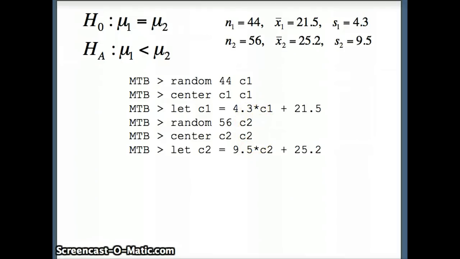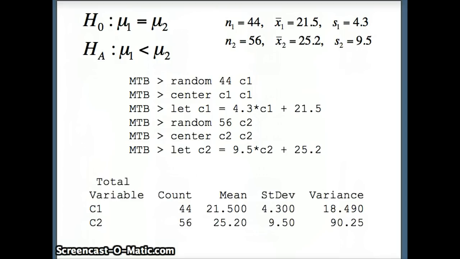Center C2, so that C2 will make x bar exactly 0 and s exactly 1. And then to get the standard deviation we need, 9.5, multiply that by C2, and add the mean we need, 25.2. This will generate two sets of data with the required characteristics. So take a look at a modified version of the describe command and you can see the count, the mean, the standard deviation for both C1 and C2 have the requirements that we need.